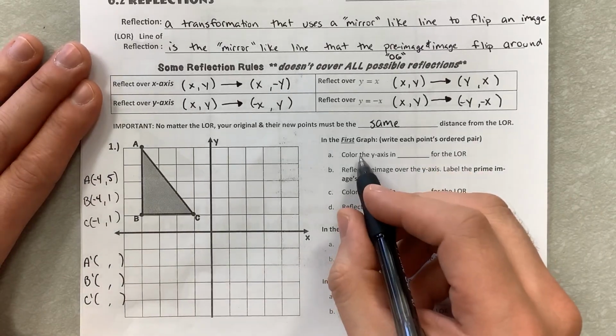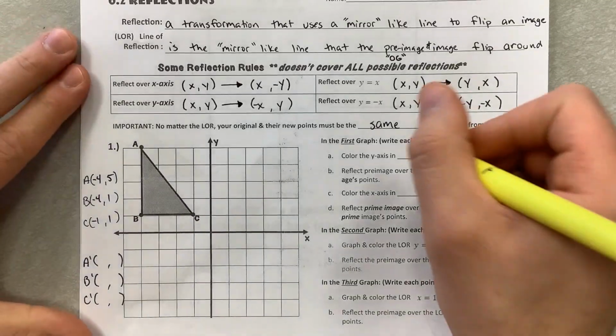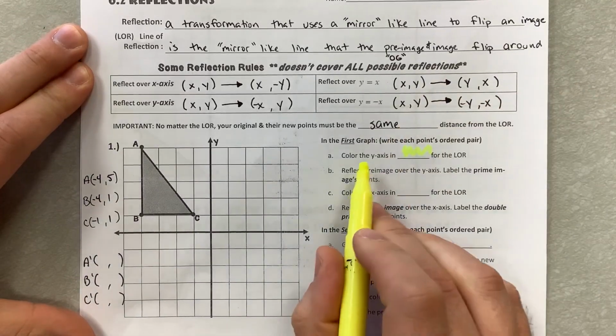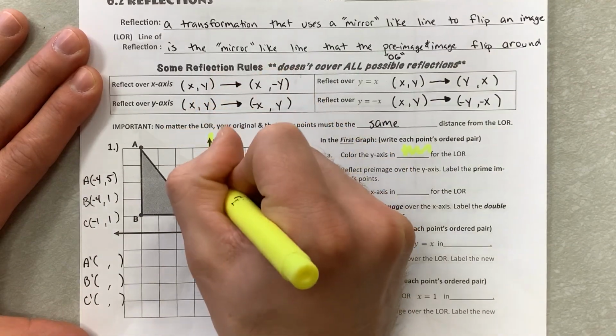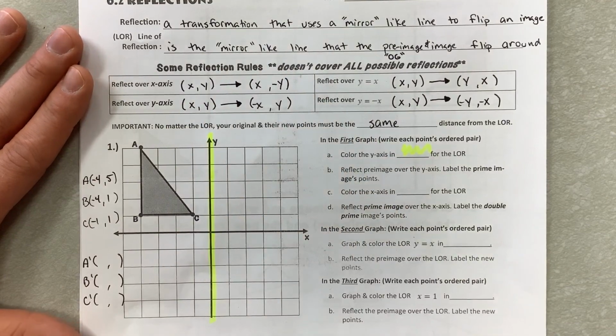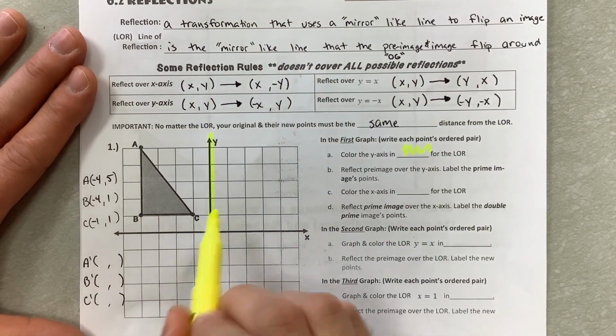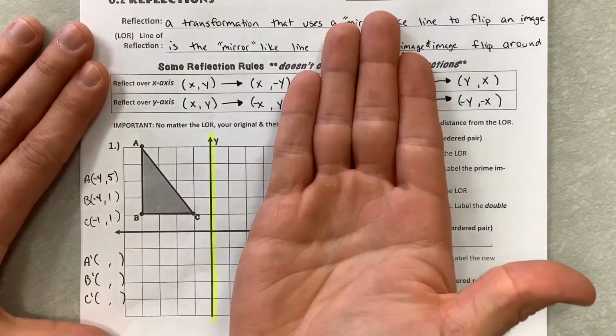Now, what they want to do is they want to color in the y-axis for our line of reflection. I'm going to use this yellow here. So we're going to use the y-axis as our line of reflection. Use a color to really make yourself know that is your line of reflection. So we're going to flip this triangle over that yellow highlighted line, which is also our y-axis. So we're just going to flip it on over.